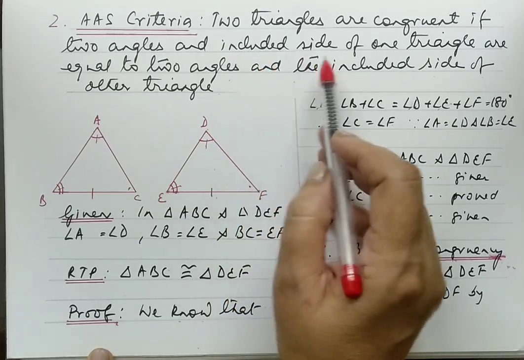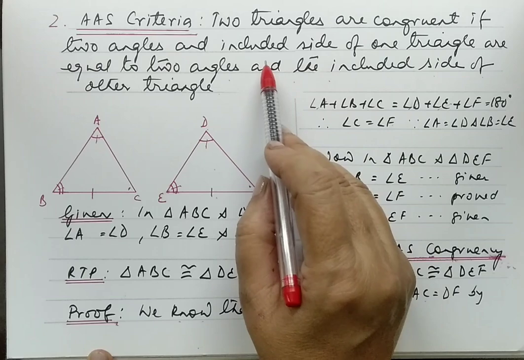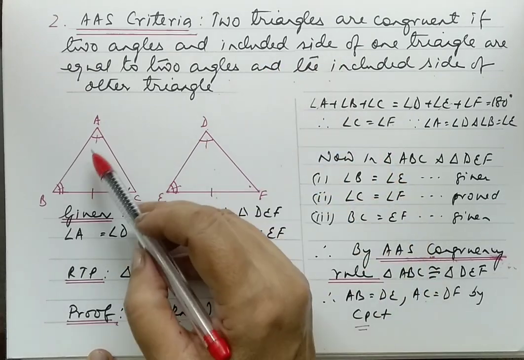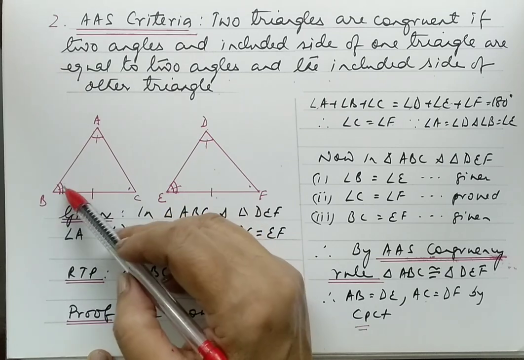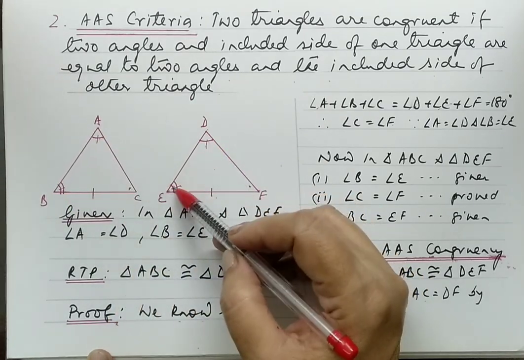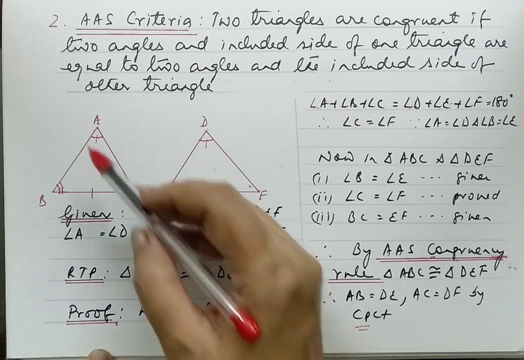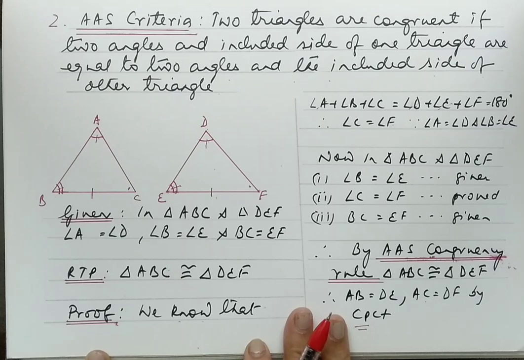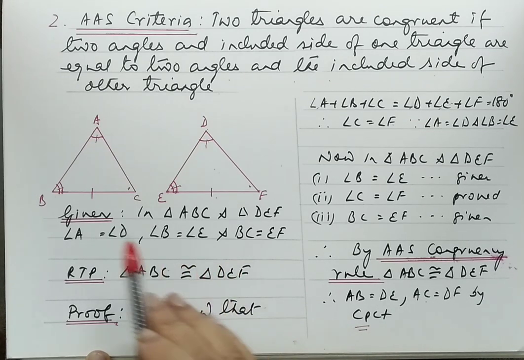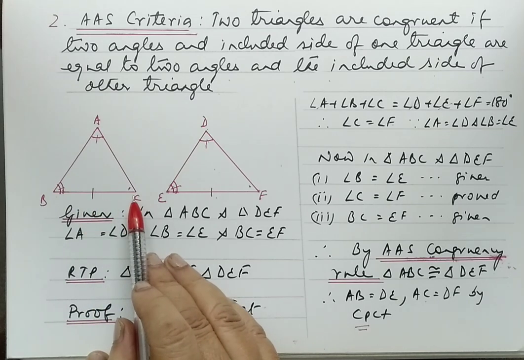If they're talking about an included side, it has to be between the two angles, in this case as well as in this case, which means AB and DE. So this is not very complicated. Once you understand, it becomes very easy. So we have to do something to be able to make this side included.